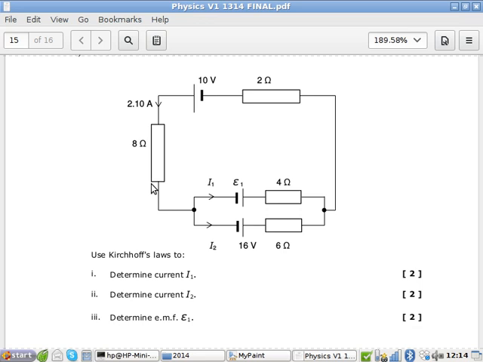Okay, Kirchhoff. First thing to identify is how many unknowns there are. So, how many unknowns are there? One, two, so 3. So, how many equations? Three. Junction rule only once. Here's the junction. So, what current is going in? I1 and I2. In, I3.